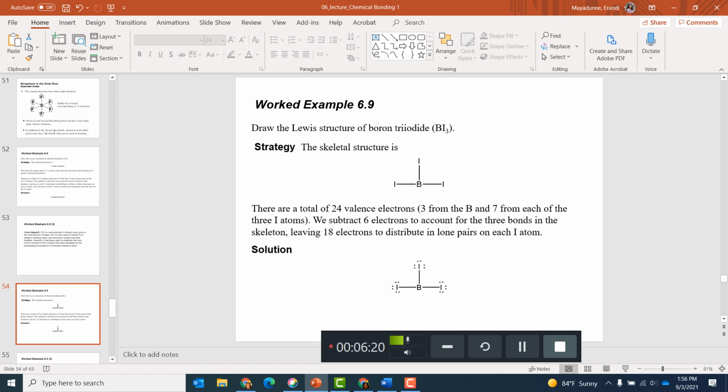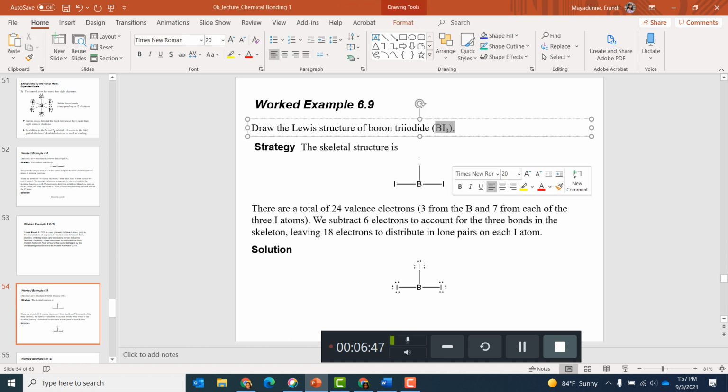And then I have another example. Draw the Lewis structure of boron triiodide. Boron is group 3, iodine is group 7. So boron brings 3, iodine brings 7 times 3, so 3 plus 21 is 24. You make the boron the center atom, with the iodines around it, and then you distribute the 24 electrons evenly through the boron and iodines.